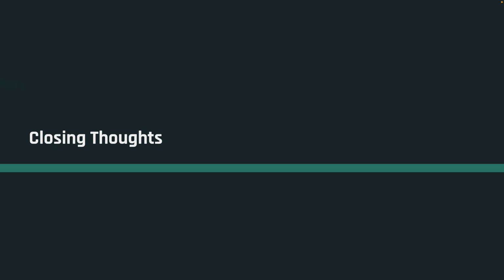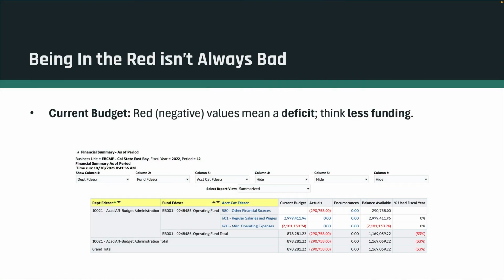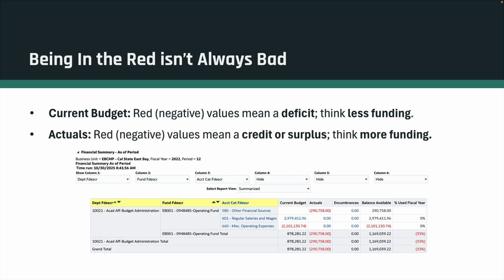Before ending our time together, here are some closing thoughts about some things you may notice or come across in your financial reports. Red isn't always bad, it's just loud. In the budget column, a red value indicates a deficit or less funding. In the actuals column, a red value indicates a credit or surplus or more funding. In the end, always remember to read red values within the context of the account code.